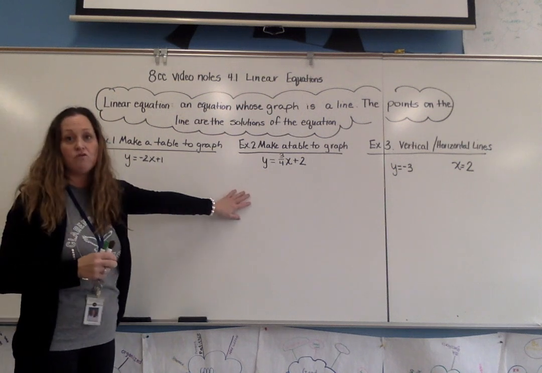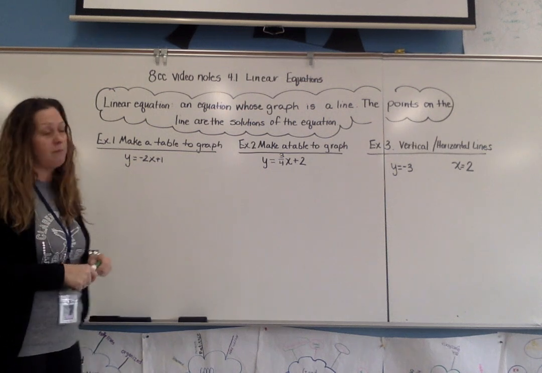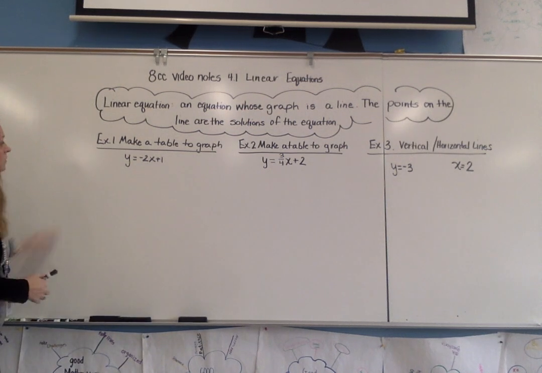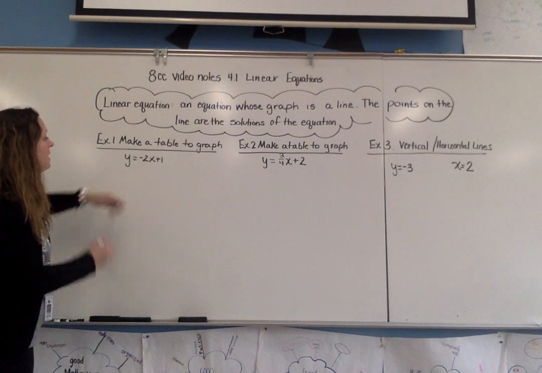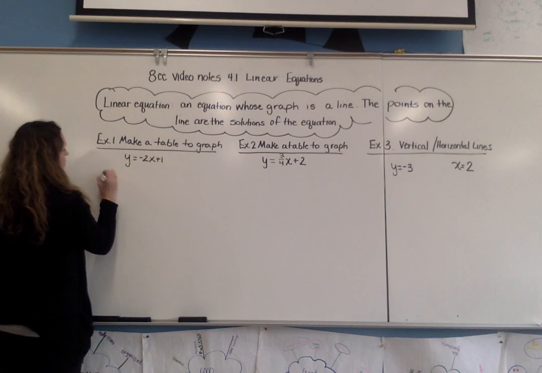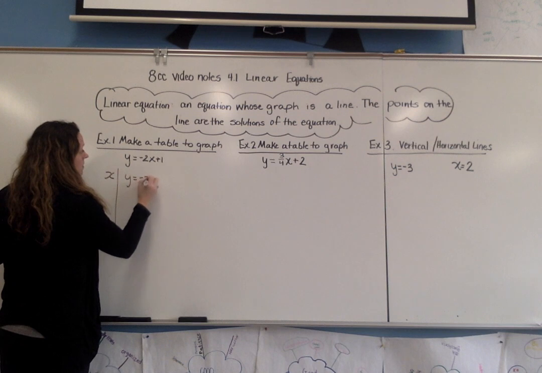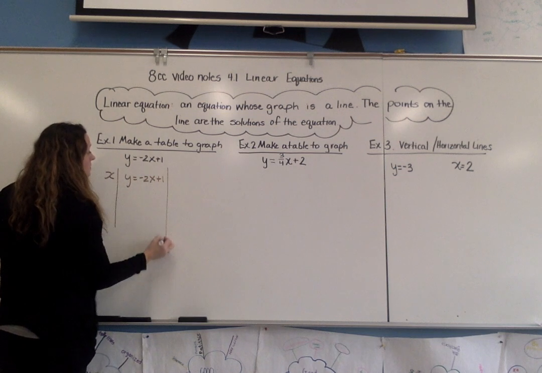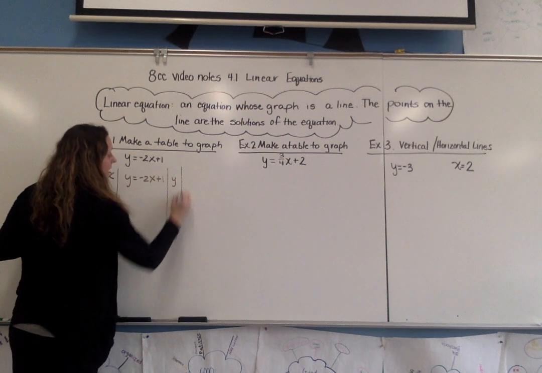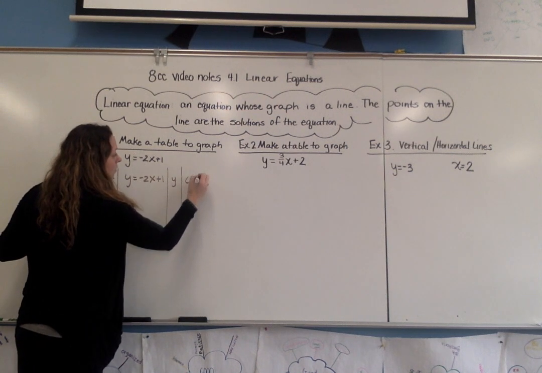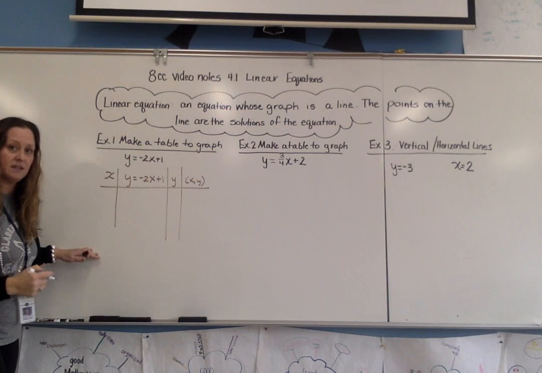We're going to graph linear equations using a table for all 4 examples today. The first thing you're going to do is create a table for example 1: y equals negative 2x plus 1. So we're going to choose x values to plug into this equation and evaluate, solve for y, and then come up with an x, y ordered pair. So we're going to start with a table that looks like this.